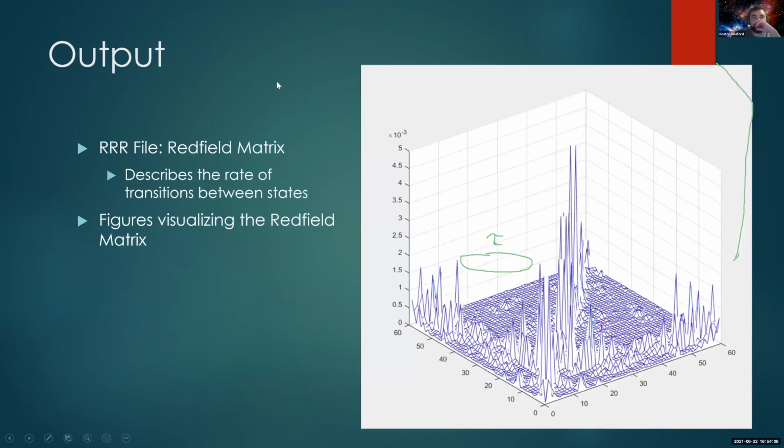Okay, there we go. So after you run that code, and get rid of these annotations, you'll get several output files. You get quite a lot, but there are a few that you just want to pay attention to. The most important one is the RRR file, which is the Redfield matrix file, which describes the rate of transitions between states. And then you'll also get a bunch of figures that visualize this Redfield matrix, which is great because visualizations are nice.